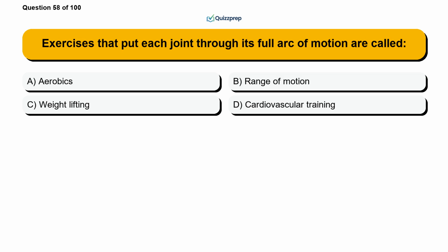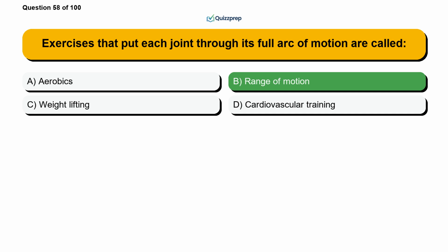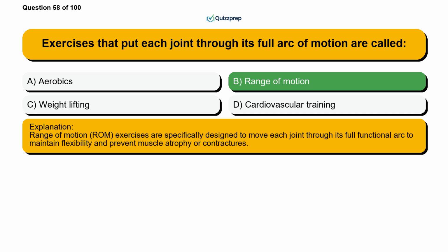Question 58. Exercises that put each joint through its full arc of motion are called option A, aerobics, option B, range of motion, option C, weightlifting, option D, cardiovascular training. The correct answer is option B, range of motion. Range of motion, ROM, exercises are specifically designed to move each joint through its full functional arc to maintain flexibility and prevent muscle atrophy or contractures.